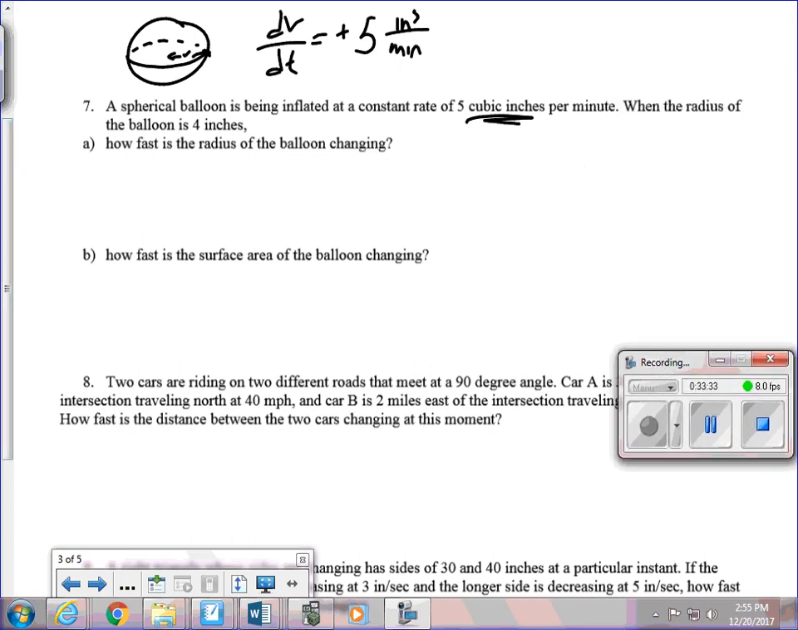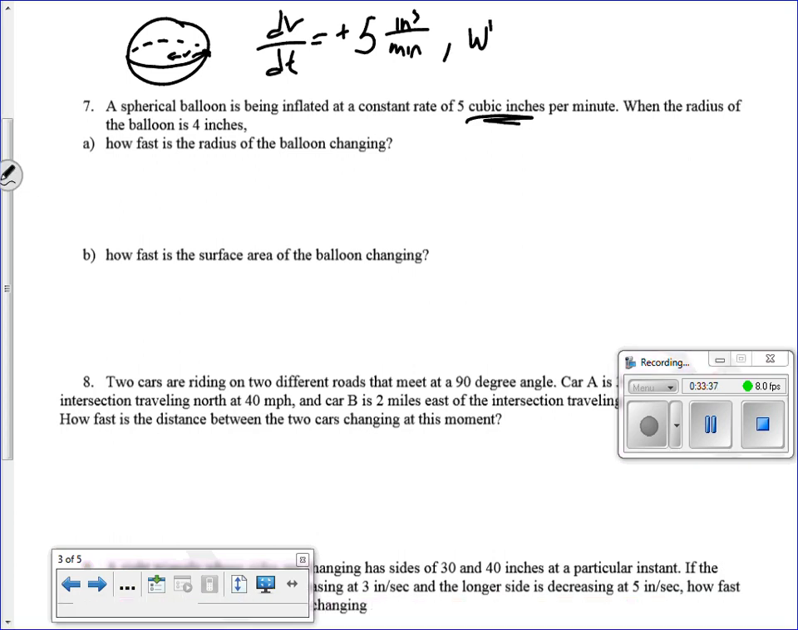Okay. When the radius of the balloon is 4 inches, so when r equals 4 inches, A, how fast is the radius of the balloon changing? So for A, they're asking us for dr/dt. They gave us dV/dt, they want dr/dt. I'm going to write the equation for the volume of a sphere. The volume of a sphere is 4/3 pi r cubed.